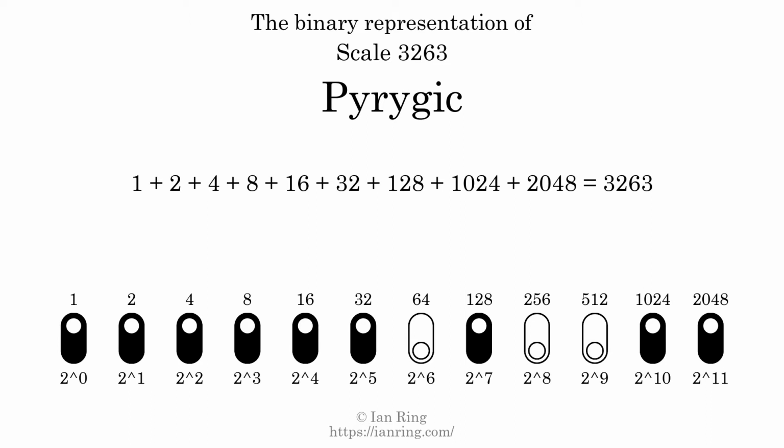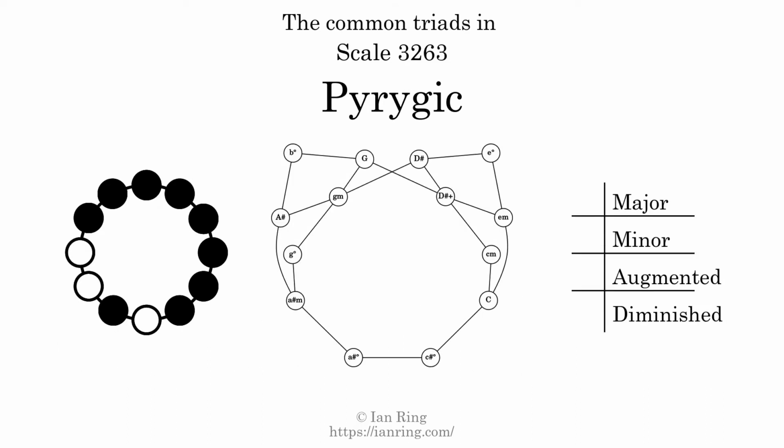3263. That is why the scale number, in decimal, is 3263. The scale number not only enumerates the scale with a unique index, but it also literally describes the tonal content of the scale. Represented as a binary number in base 2, the scale number is 110010111111. Here are the common triads present in this scale.